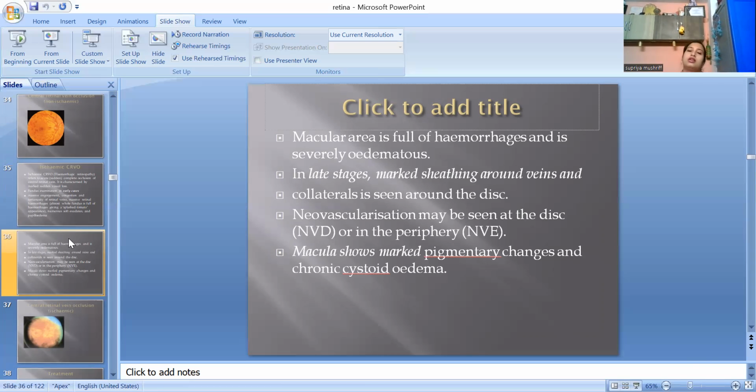It can be seen in any condition with ischemia. So as we all know, CRVO will cause ischemia of the retina. So we can see numerous NVDs and NVEs in the fundus. Now the macula shows marked pigmentary changes and chronic cystoid edema.